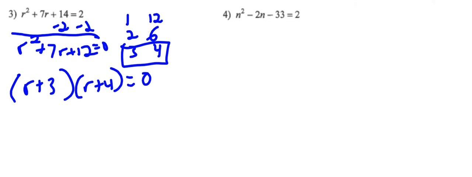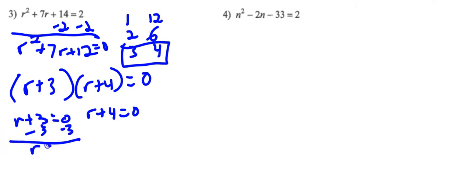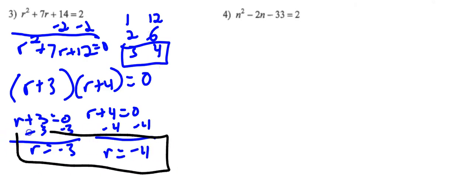So now we set each of those separately equal to 0, because one of these parts has to be equal to 0 in order for that to be true. Or if either of those is equal to 0, then it's true. So then solve. Subtract 3 from both sides. r equals negative 3, minus 4, minus 4. r equals negative 4. And that's our answer. So we got 2 solutions. That's it for number 3.